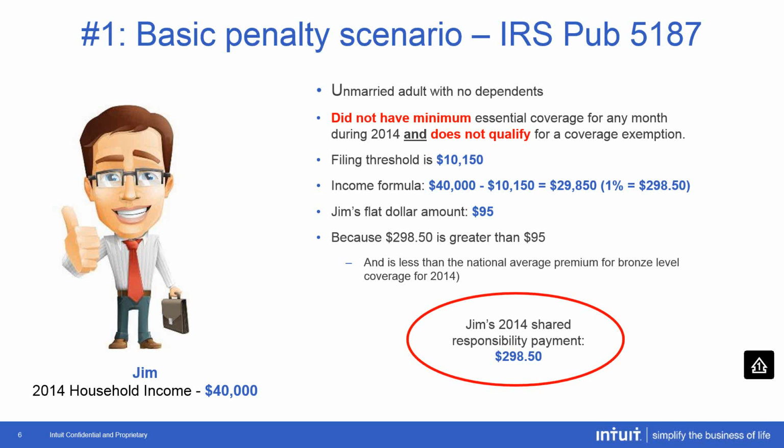Hi, Mike. This is Amy. I'm going to go ahead and have you just pause for a minute. With a hand raise, could everybody let me know if they can see the slide progression? We should be on case number 1, basic penalty scenario, IRS publication 51, with Jim, 2014 household income of $40,000. Okay. All right. It looks like we have just kind of an individual issue, so I'll go ahead and resolve that. You could go ahead and continue, Mike. Thanks. Okay.